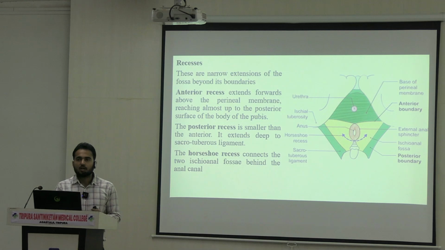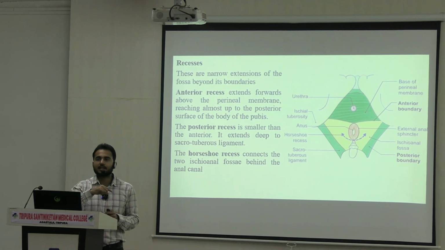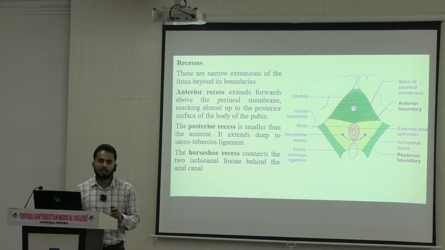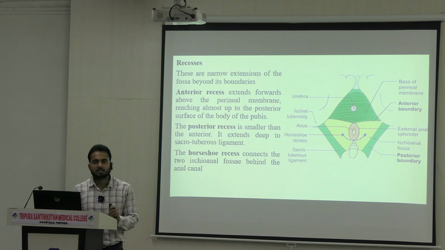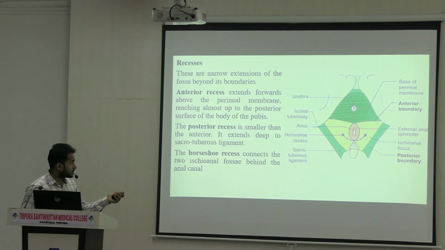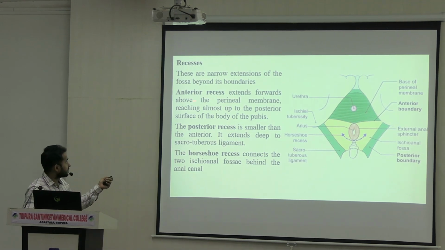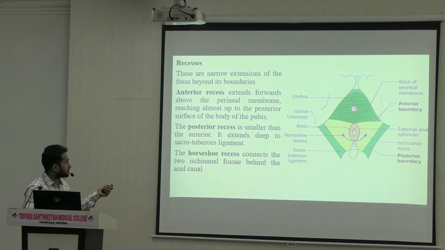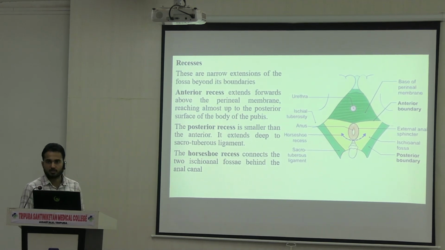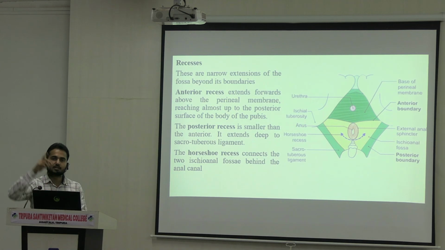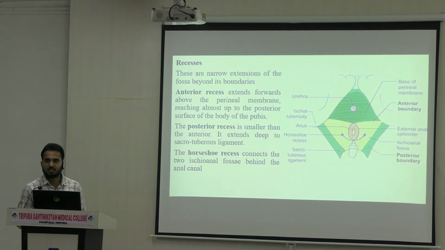Horseshoe shape means that on both sides they are connected to each other behind the anal canal. That is the horseshoe shaped recess. As you can see, the anterior recess extends forward above the perineal membrane, and it is reaching up to the posterior aspect of the body of the pubis. So beyond the apex, that is the anterior recess.